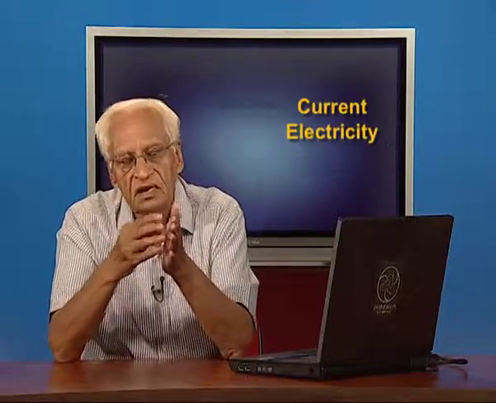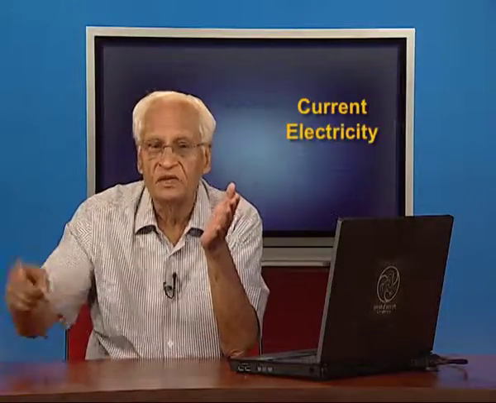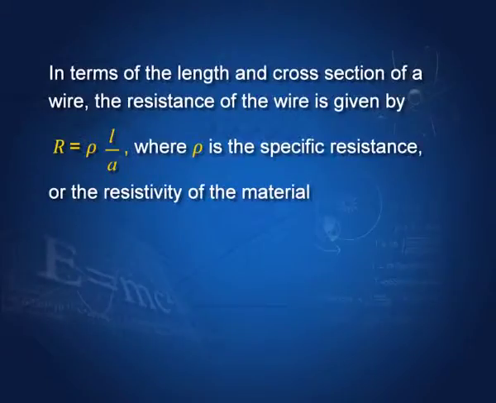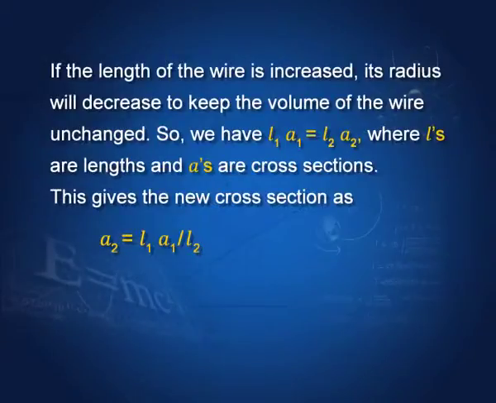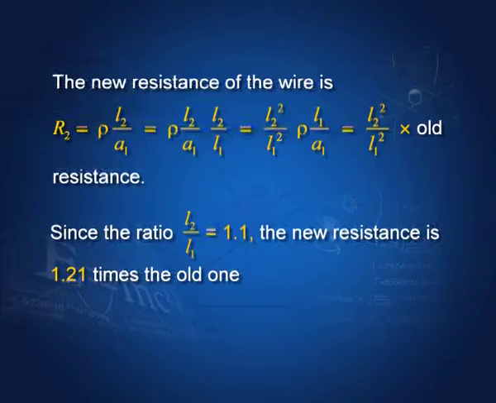Now, if the length is increased and if nothing else changes, then the volume must remain constant. So, therefore, if the length is increased, the area of cross section must change. That means, earlier length was L1 and earlier cross section was A1, then L1 A1 must remain equal to L2 A2. That means, the new cross section is L1 A1 by L2 and the resistance, say, the new resistance R2 is rho times, rho is the resistivity, L2 by A2.